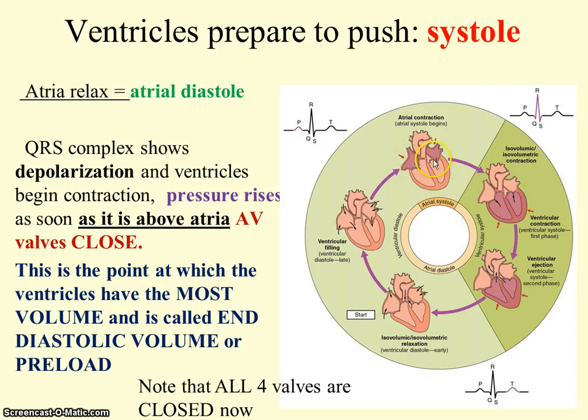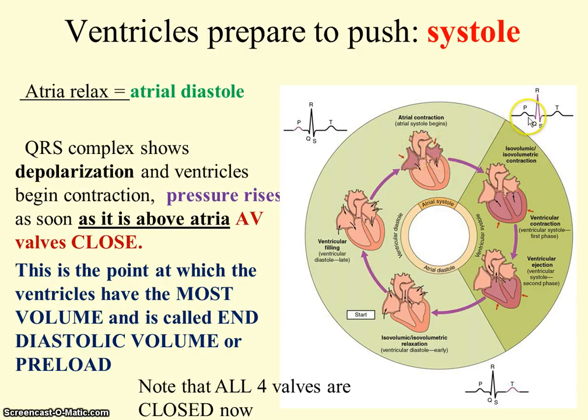Well, after the atrial systole, after they've done their push, they get to relax, so they'll go into atrial diastole, right? And this, of course, happens somewhere in the QRS complex, so you really can't see it happening. But we know it will. So pressure will begin to decrease in the atria.